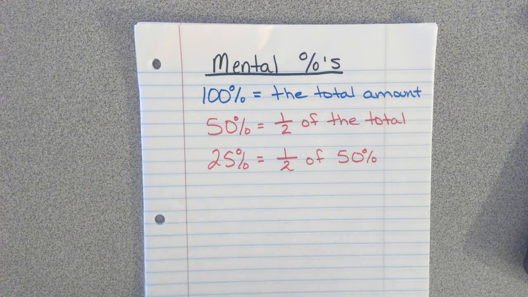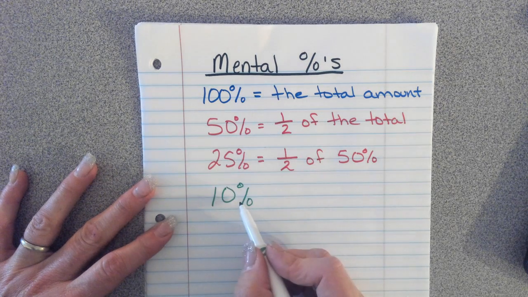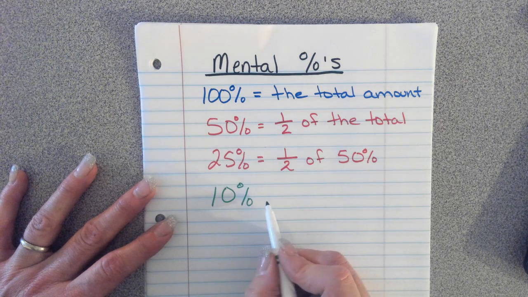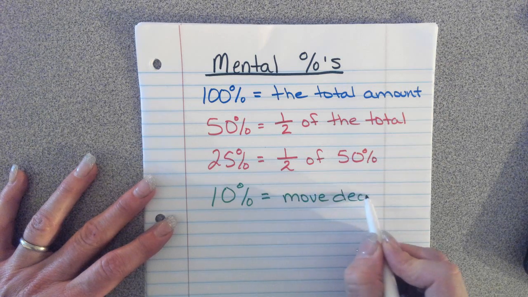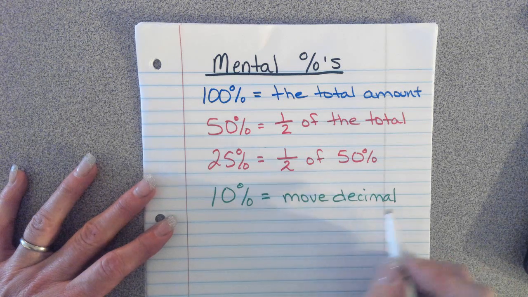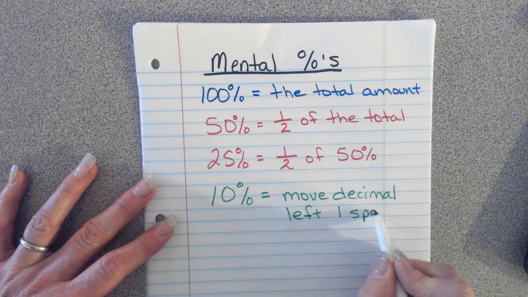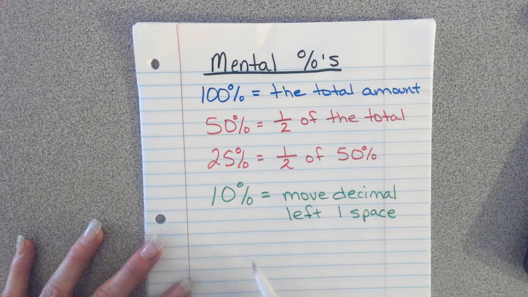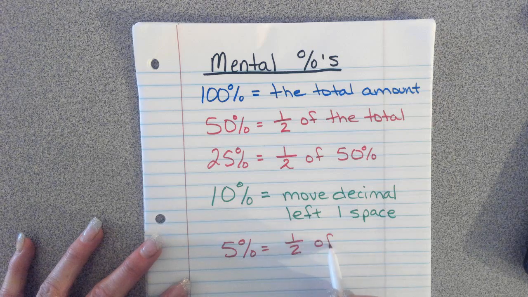Okay, let's go to 10%. This one's really fun. It's a matter of moving a decimal. To get from 100% to 10%, you just move the decimal at the end here back one space and boom, you have 10%. So move decimal left one space, and you go from 100 to 10%. Okay, now 5%. Well, if you can move the decimal back once and get 10%, well, 5%, that's just 1/2 of 10%.